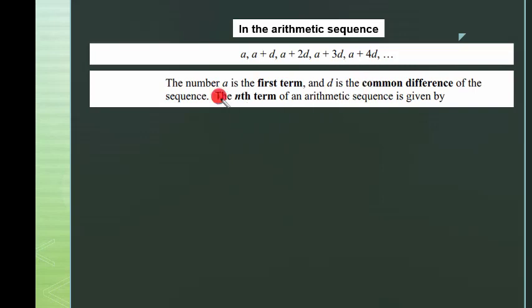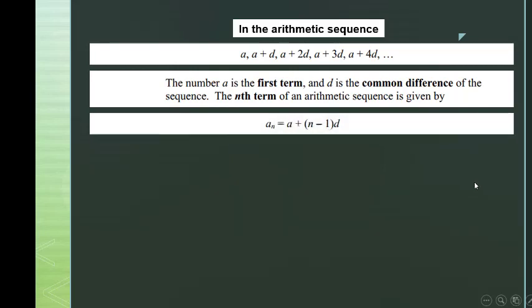So the nth term of the arithmetic sequence, which refers to the second or third or fourth or fifth or any term in the sequence, must have a formula, which is a n equals the first term a plus n minus 1 multiplied by the common difference of the sequence d.